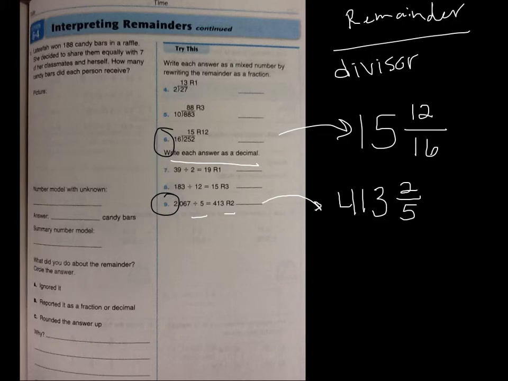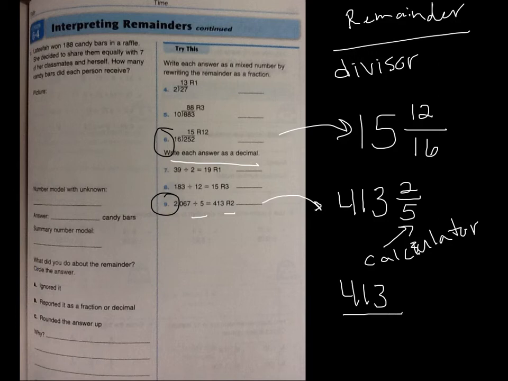When we write this as a decimal, we need to put this part, the fraction, in our calculator. So we keep the 413. When I go on my calculator and do 2 divided by 5, my calculator says the answer is 0.4 or 4/10. So when I write this below, I keep my whole number 413, I put my decimal point, and I put 4 for 4/10. So keep this in mind as you're working today.